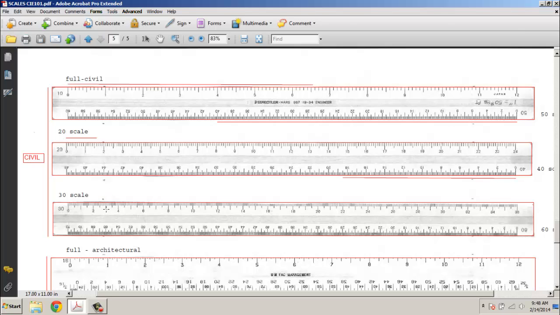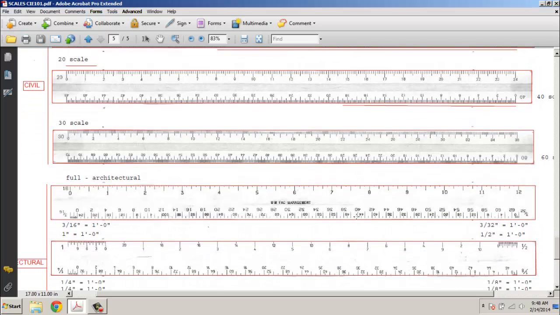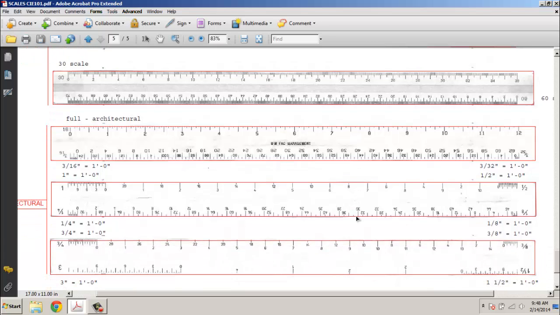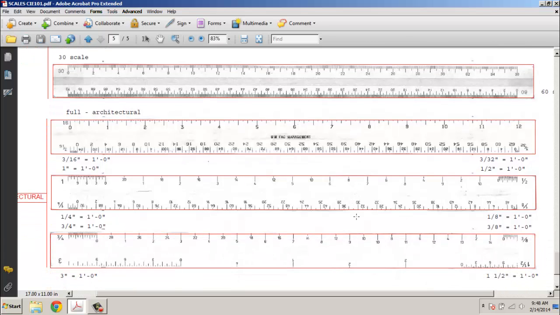So this is divided into 3 segments per inch, 2 segments per inch, 4 segments per inch, 5 segments per inch, excuse me. Now let's look down here at the architectural scale. All 3 sides, I've scanned this and put it in. So on the architectural scale, you have a full scale here, which is divided into 1/16 of an inch.